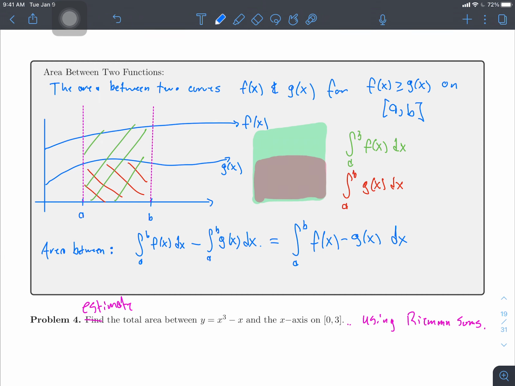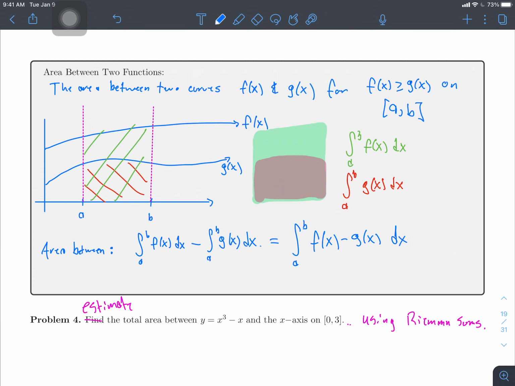So are there any questions about this new way of thinking about the area between two curves? Yeah. So is the equation you wrote down saying that you take the integral, within the interval a, b, of f of x minus g of x? Exactly.